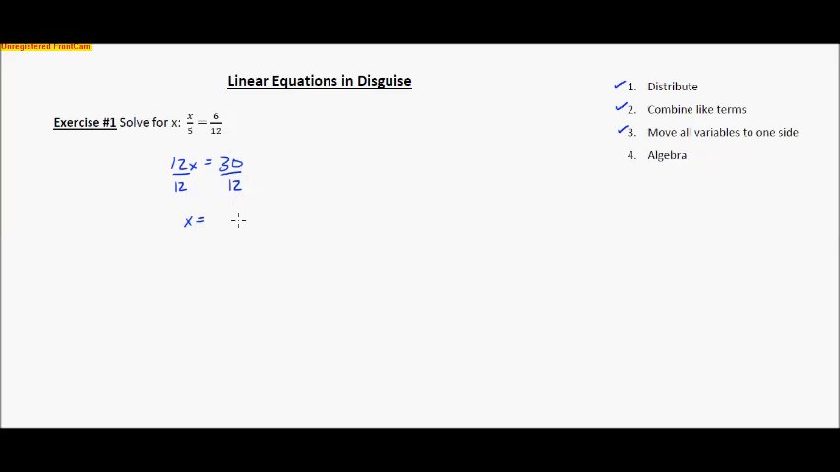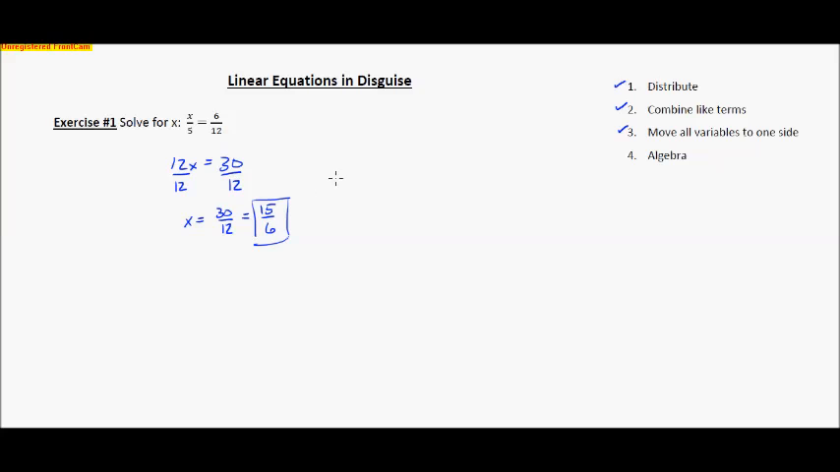Now here's something that is a little different. 30 divided by 12, well, that doesn't go in nicely. It doesn't go in evenly. So we're big boys and girls now. We're going to just leave it as 30 over 12. And if we can reduce that fraction, then we'll reduce that fraction. 30 divided by 12 can reduce by 2, and it becomes 15 over 6. I'm going to leave it just like that. So there's my answer for number 1.